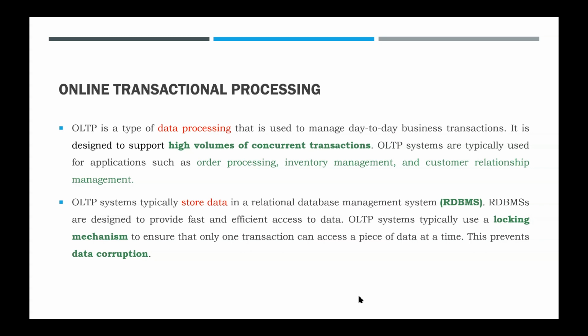An OLTP system typically uses a locking mechanism. While we are doing a transaction on some particular data, we have to lock it to prevent corruption. Once the transaction is successful, we can remove the lock, so that only one transaction can access a piece of data at a time. So at a single time, we can operate only one transaction.